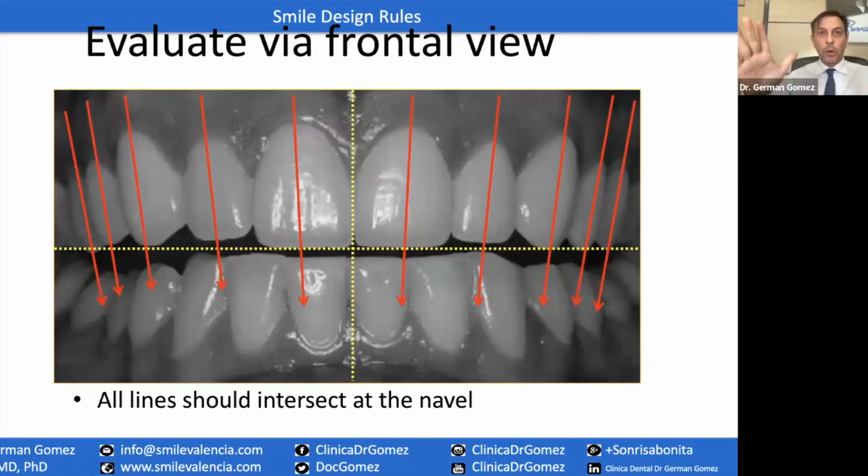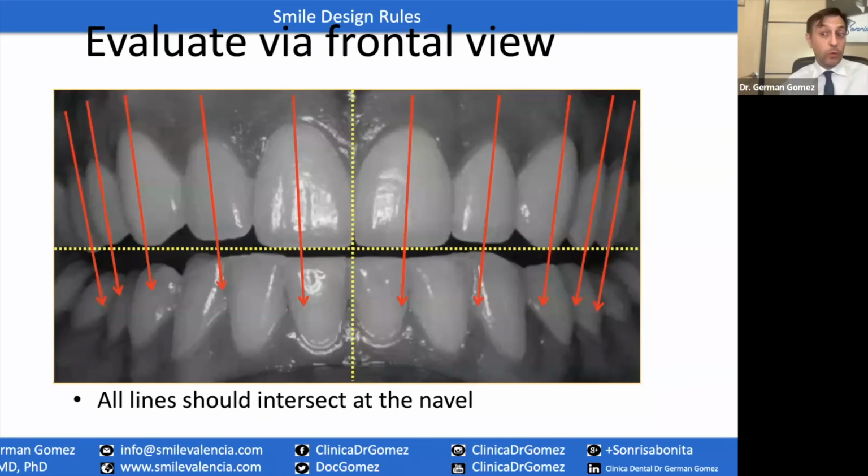Okay, they all meet there. So you see the smile of the patient, and you draw the lines of all the teeth so that they meet at the belly. And then you see, no, this one is out, this one is not in. And you write it down. And then you know what you need to do. You need to put a veneer in this tooth to incline it a little bit better, or do orthodontics. I don't know.